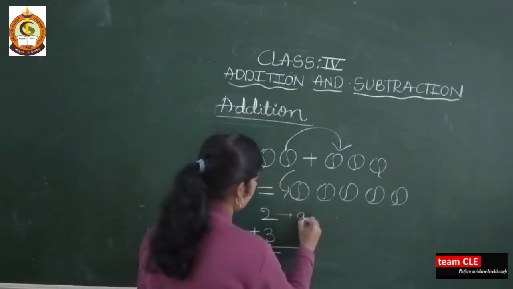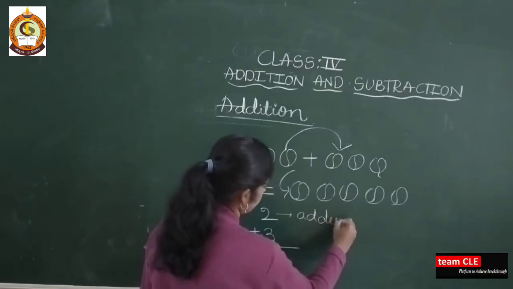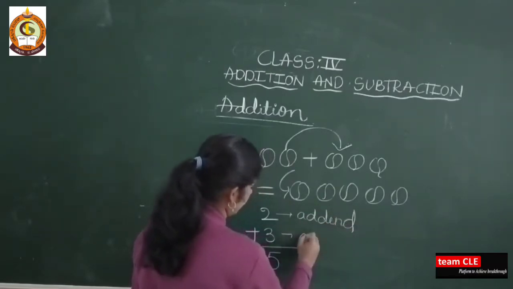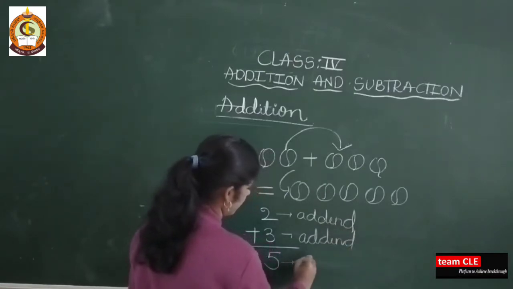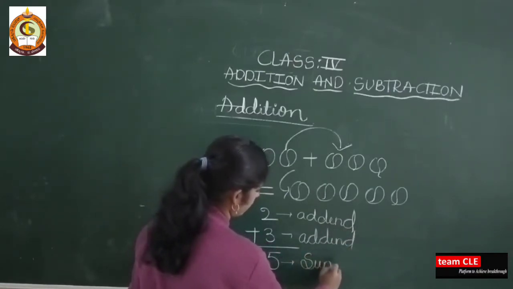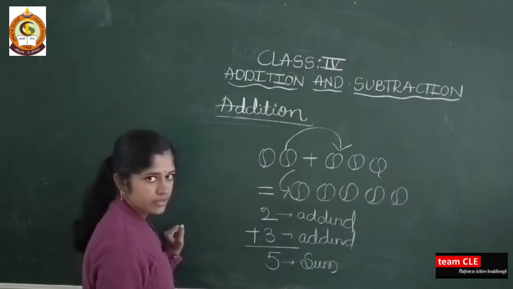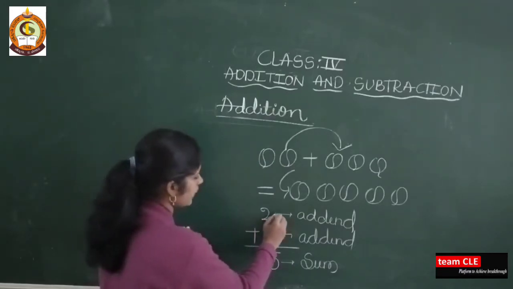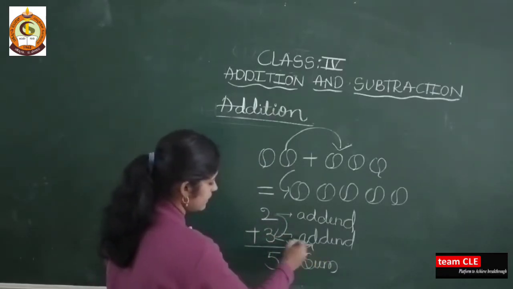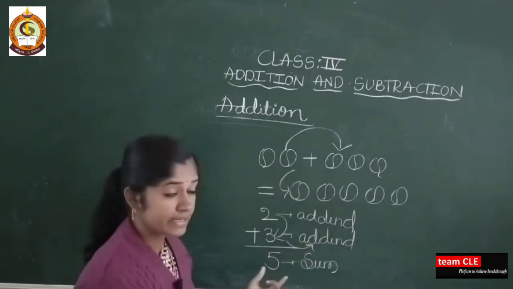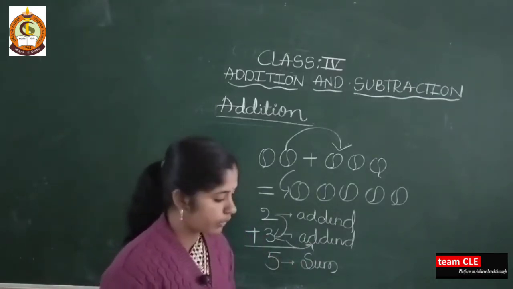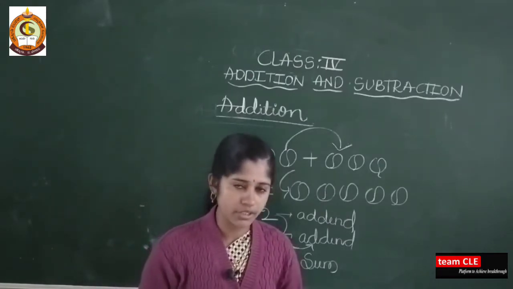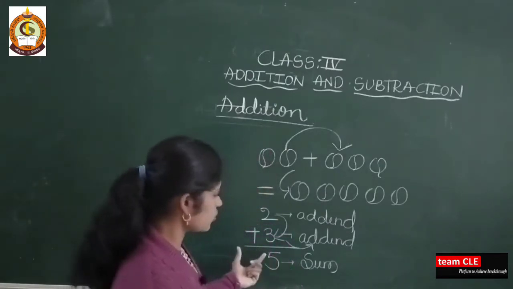These are called addends. This is the first addend and this is the second addend, and whatever answer I got, for that we are calling sum. The numbers we are adding are addends, and after adding we are getting the result, for that we are calling sum. I hope you understood this definition of addition and these two terms.